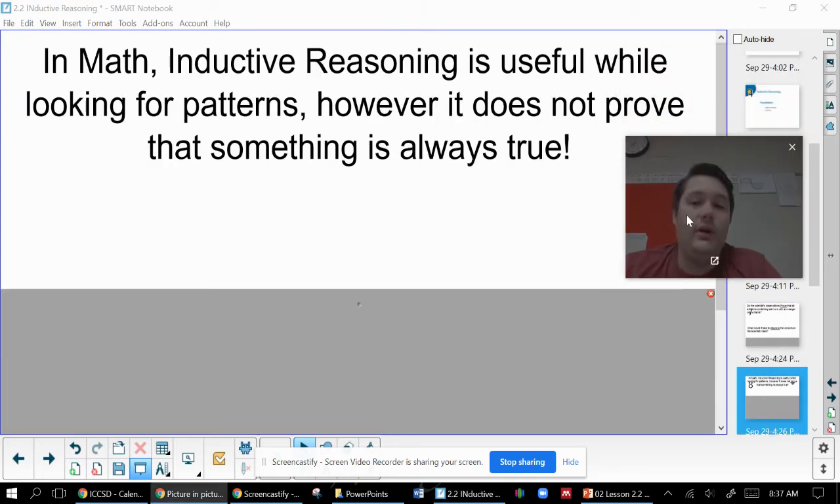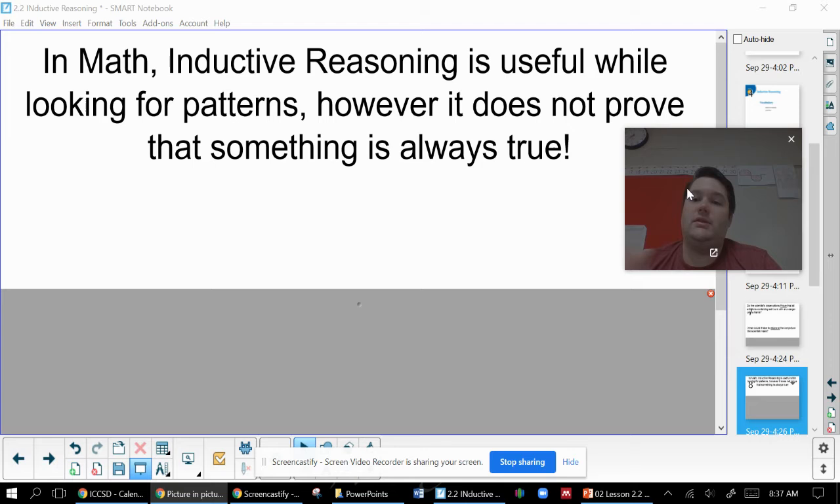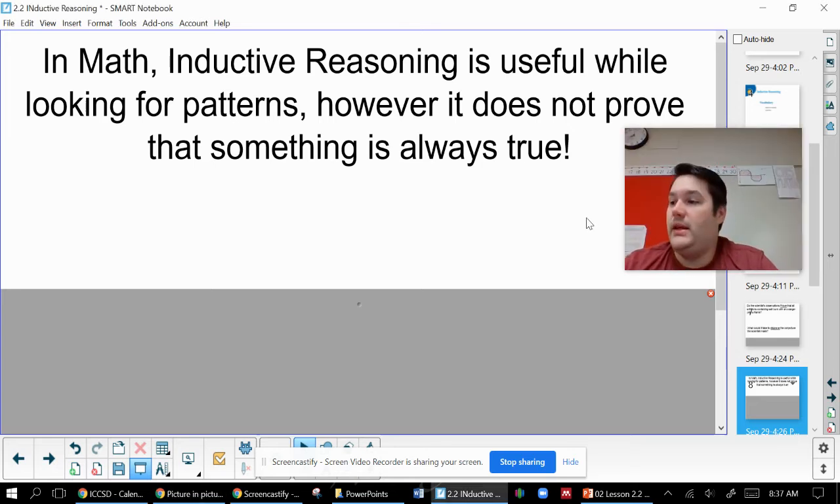Now, in math, we're going to use inductive reasoning a lot. It's great for noticing patterns. I think at the beginning of the year, we talked about how math really is noticing patterns, looking for those patterns, describing those patterns. The one thing that we do differently in math is we actually do try to get to that prove word.